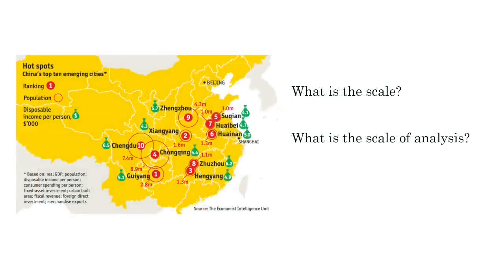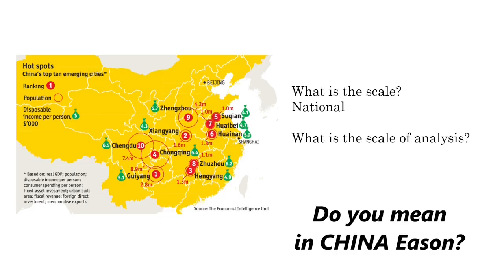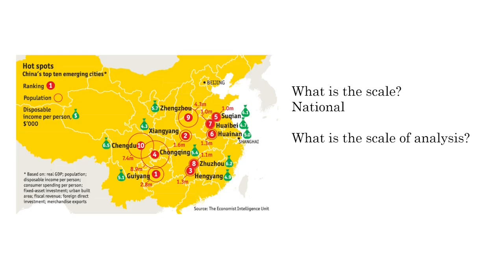Here's another one. We're looking at a map of China, which is a country, so it's a national scale. And then we're looking at the rankings between major cities in Nigeria. Which ones are the biggest cities, the top 10 biggest cities in the country? What's the population within those cities? And what's also the disposable income per person? We have a lot of different variables here in our data, but we're still comparing the data between cities, 10 cities. So what's the scale of analysis? It is cities, because the data varies per city.